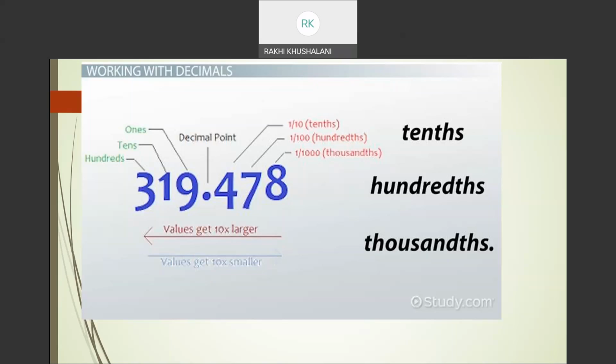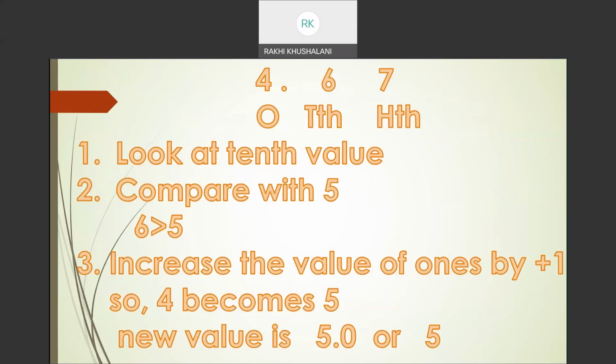Values get multiplied by 10 and they start getting larger if I move towards the left. If I move towards the right, values get decreased by 10 times. So this is how the decimals work. So that was just a recapitulation.